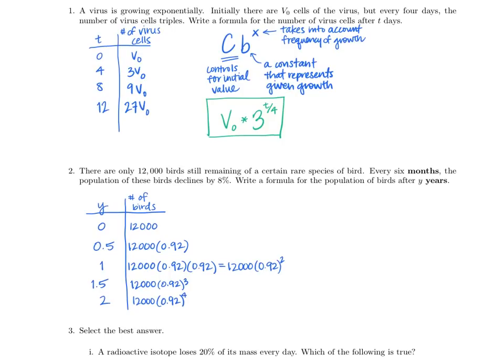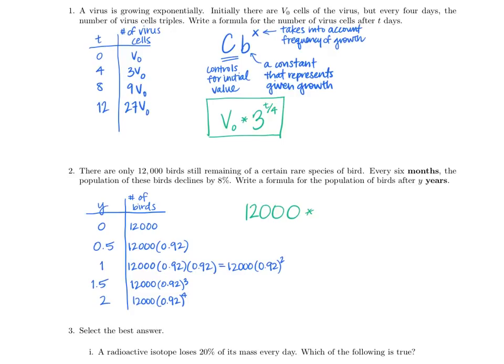In order to simulate that decline of 8%, we want to see what remaining 92% exists after each 8% decline. So this is a table that allows us to check to see whether our formula is giving us the right number of birds. Let's go ahead and try to write it down using the same approach that we did before. The first piece is going to control for the initial value of birds. Up here with the virus cells, it was going to be v0, because that was our initial number of virus cells. For us, our initial number of birds is going to be 12,000. So that's going to take the place of our C.